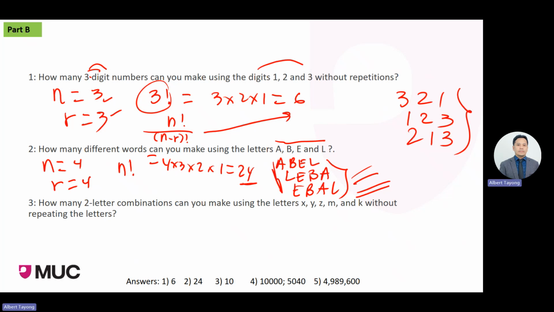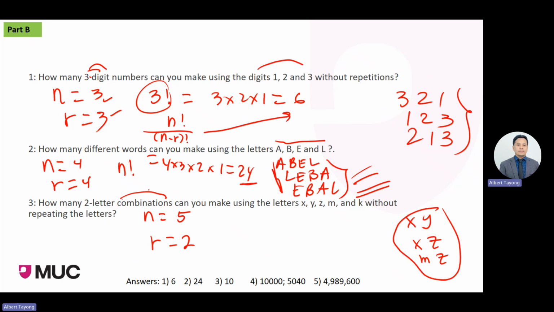Number 3, how many 2-letter combinations can you make using the letters X, Y, Z, M, and K without repeating the letters? So it's very clear. It's combination. So we count 1, 2, 3, 4, 5, and our R is 2. Because 2-letter combinations, it could be XY, XZ, MZ. These are the examples. Every group has 2 letters coming from here.